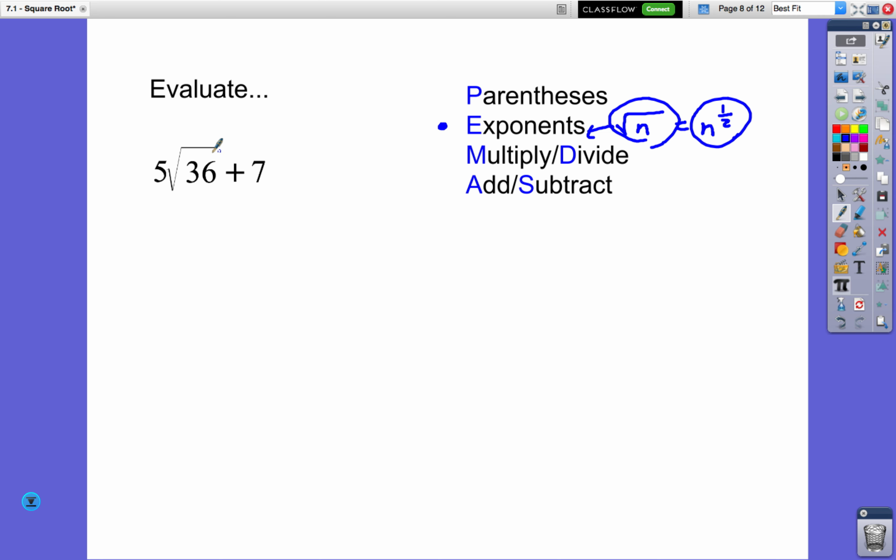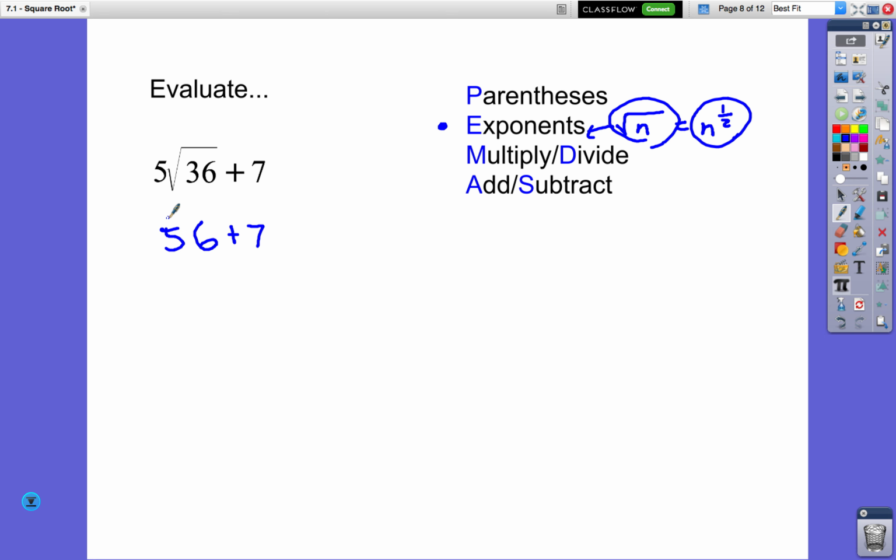So now I've got an order in which to attack this problem. Parentheses, I don't see any. So exponents come next. I want to do the square root of 36. Then the question becomes, what do I do with this 5? Does this just become 56?